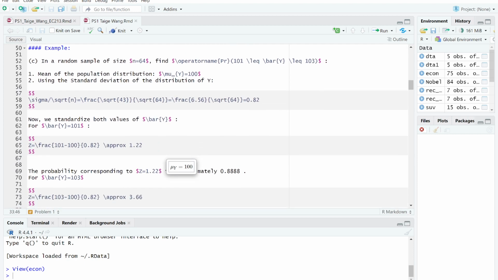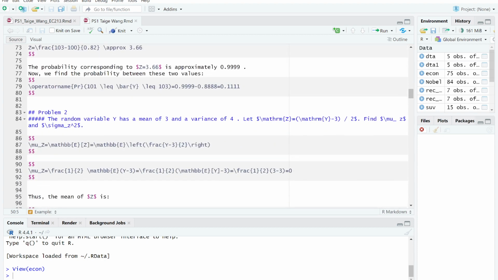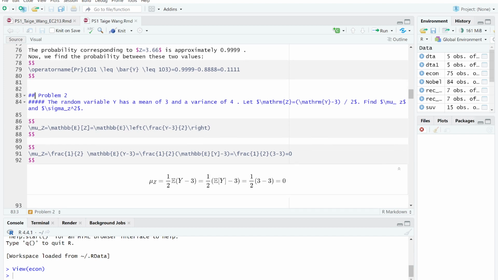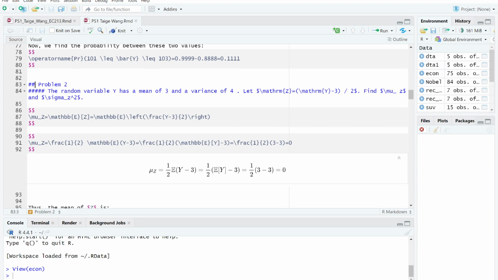And here, for example, I use the first level header. Here, I use the second level header for all the problems. Right? Problem 2, blah blah blah. And so I like this one. Random variable y has a mean of 3 and a variance of 4. So, I can create math RM z. So I design this z to be different from the font.